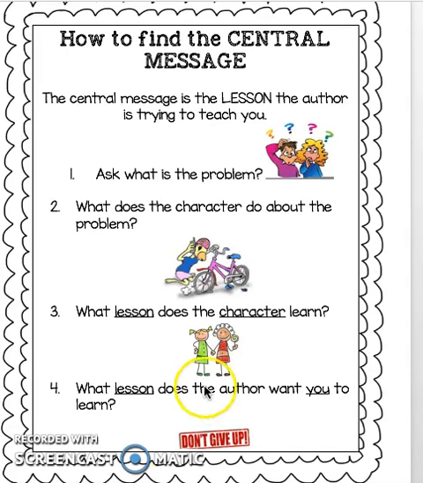And one of those lessons is don't give up. That's something that a character can learn, and that's something that you can learn and use in your everyday life. And that's how you find the central message of a story.